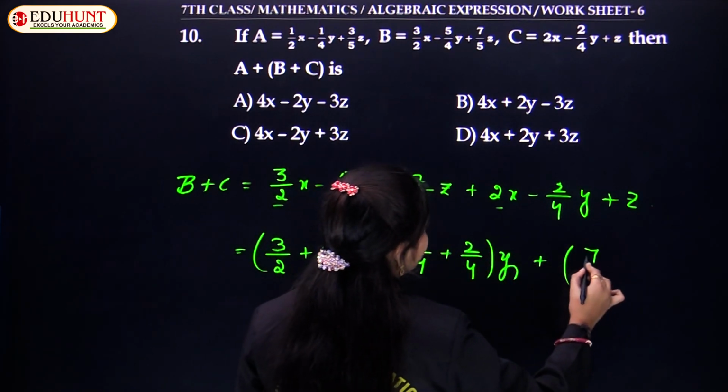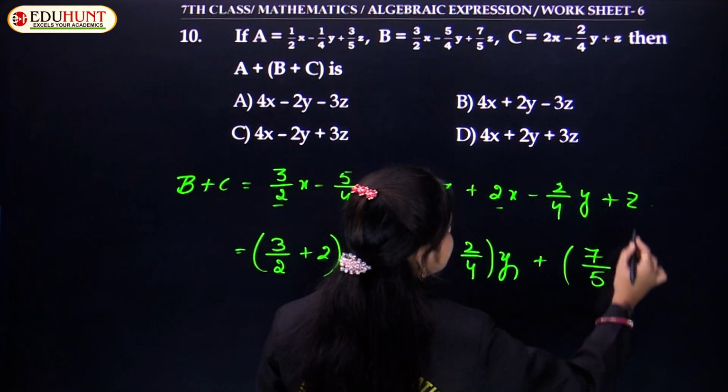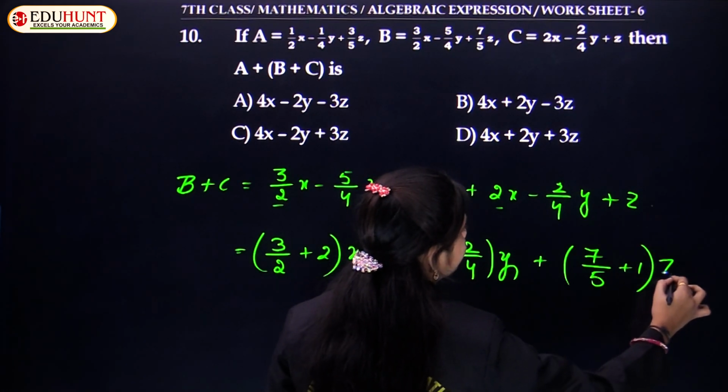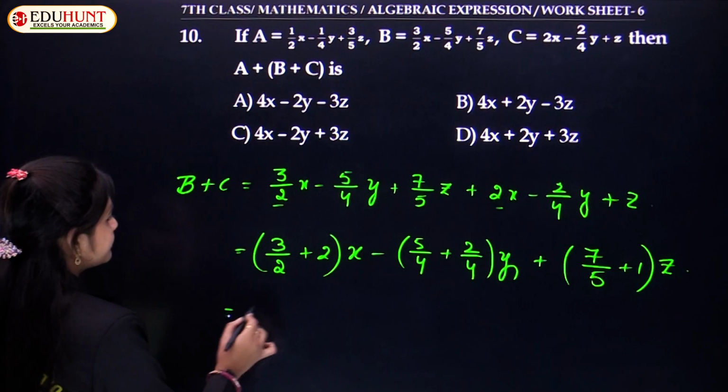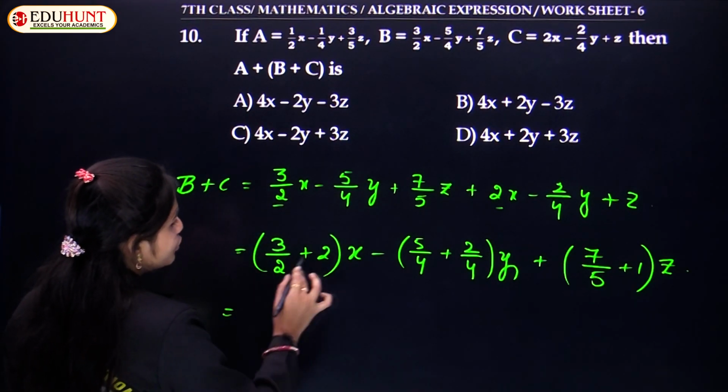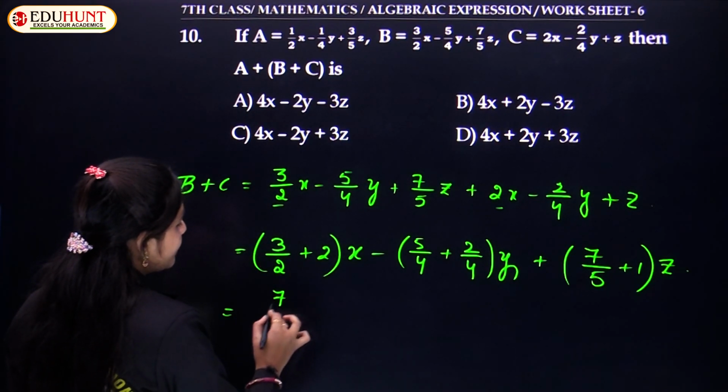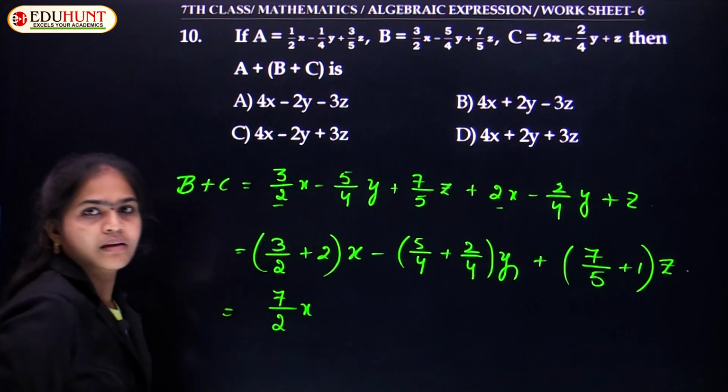And finally we have the z terms. So the z terms: 7 by 5 plus, since only z is there, it means 1 z, which we take as common. Now 3 by 2 plus 2: 2 twos are 4, 4 plus 3, so 7 by 2 x. Clear?